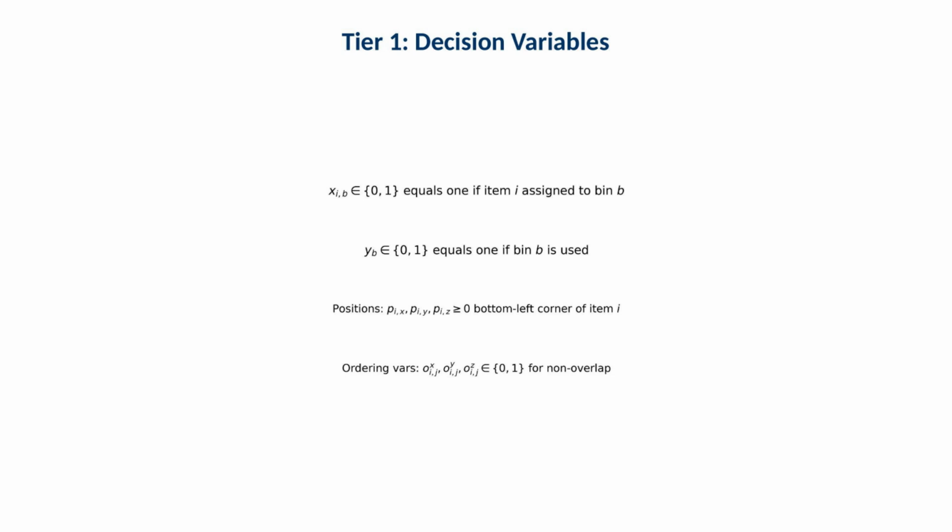The decision variables include a binary assignment variable that indicates whether item i is placed in bin b. There is also a binary variable that indicates whether bin b is used at all. To represent geometry, we use continuous position coordinates for the bottom left corner of each item in 3 dimensions. We also use ordering variables between item pairs to express non-overlap along at least one axis.